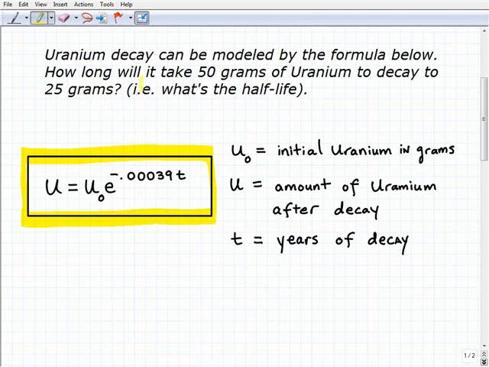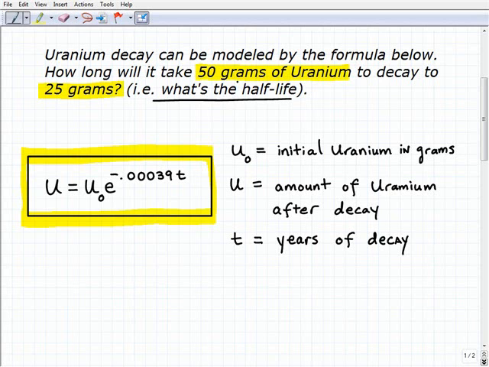So the question is, how long will it take 50 grams of uranium to decay, dwindle down to 25 grams? We're starting with 50 grams. How long is it going to take to be reduced to 1/2 of its original size? We call that the half-life. So what is the half-life of uranium when we're talking about 50 grams?